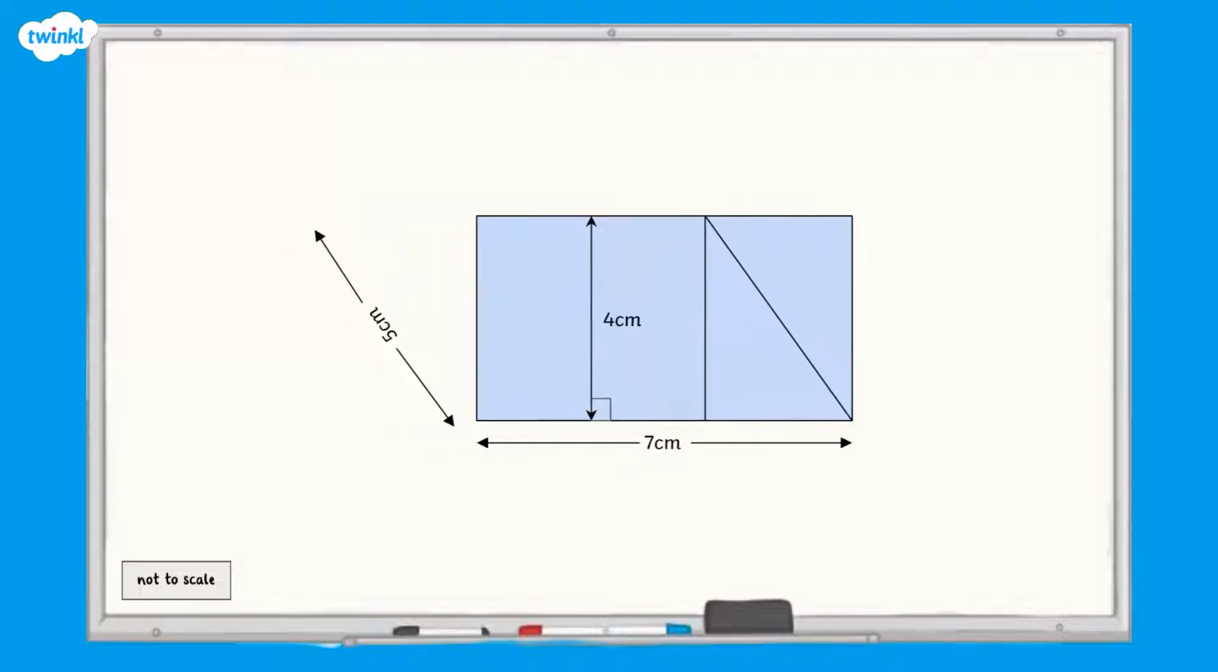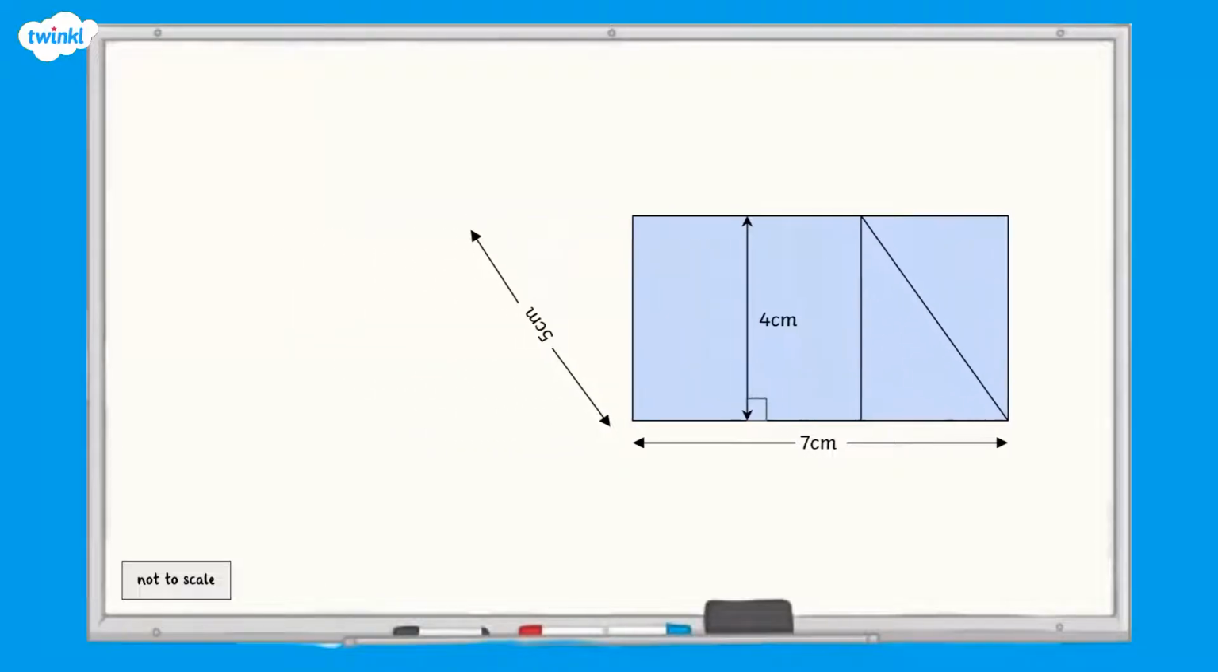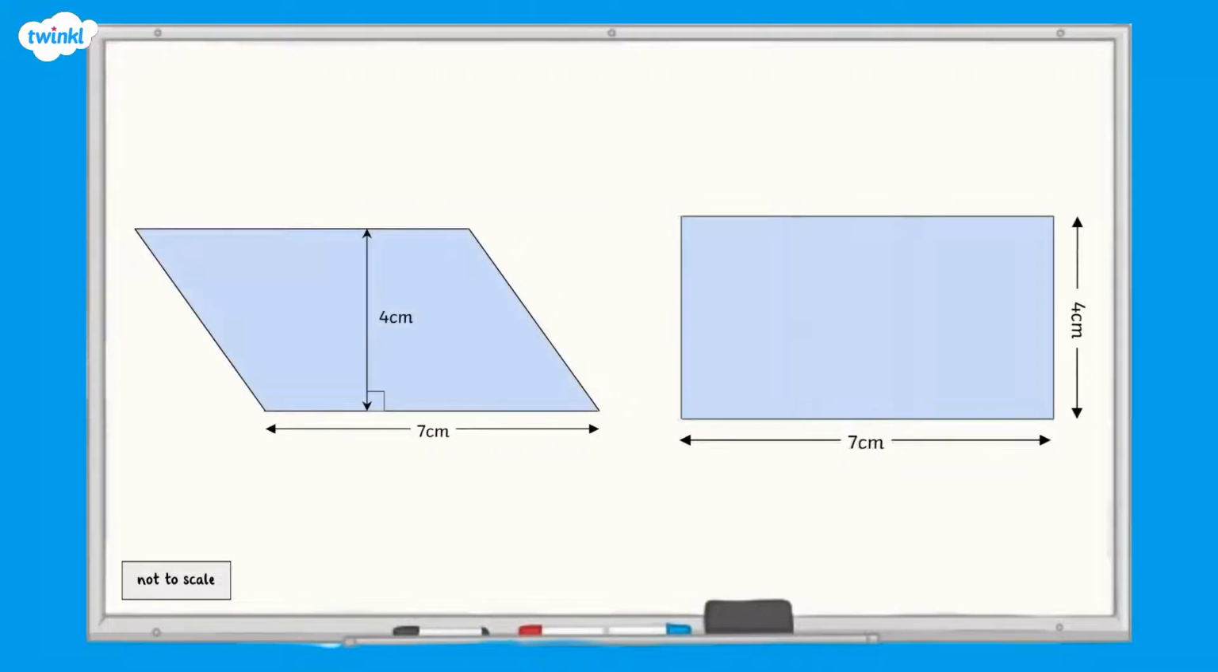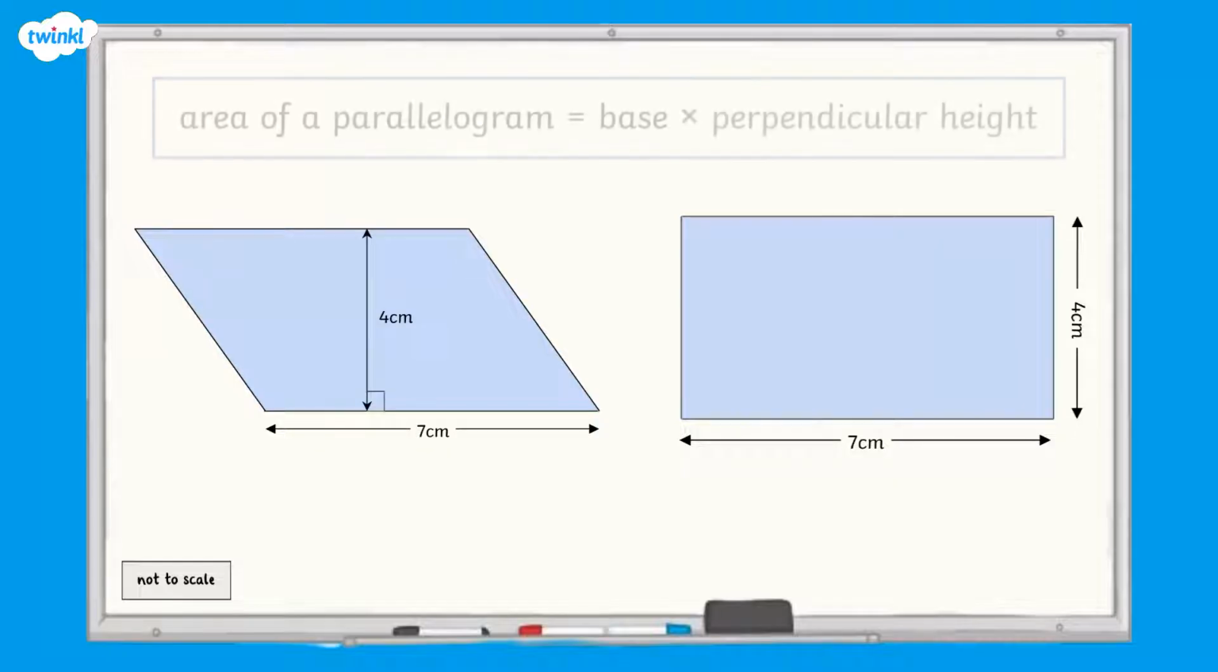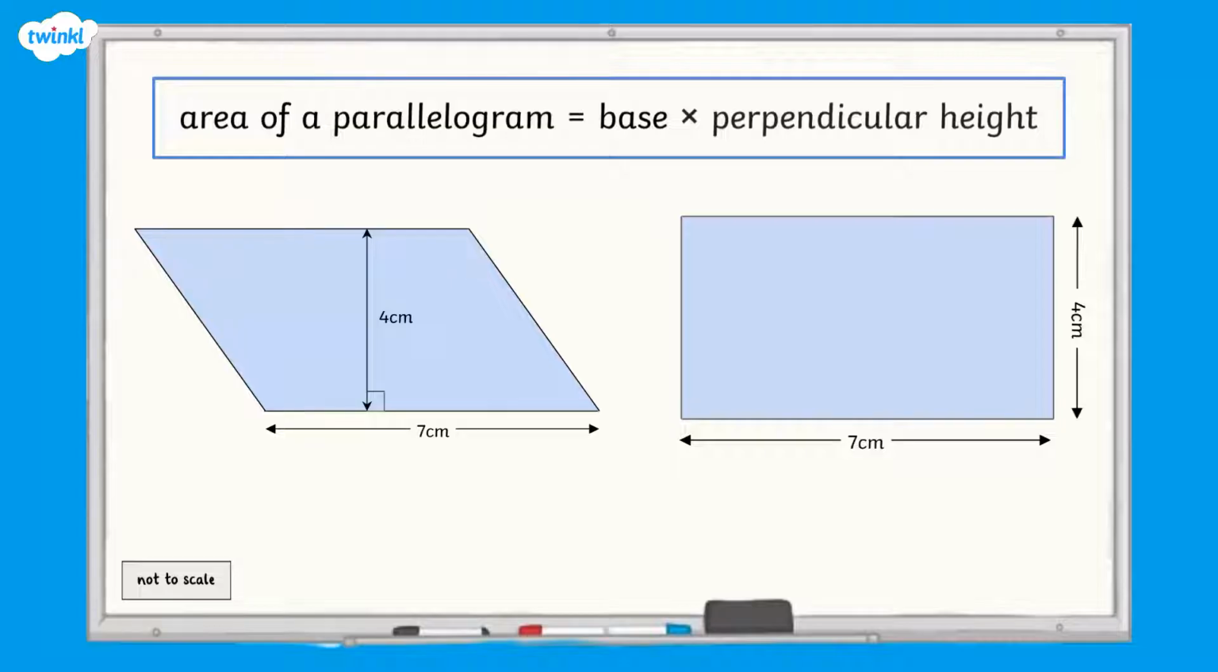We can see that the length and width of this rectangle are the same as the base and the perpendicular height of the parallelogram. So we can find the area of the parallelogram by multiplying these two lengths together. Remember, it is important to use the measurement for the height of the parallelogram that is perpendicular to the base. This means the two lines meet to make a right angle, not the length of the other side of the parallelogram. We can now use this formula to work out the area of the parallelogram.